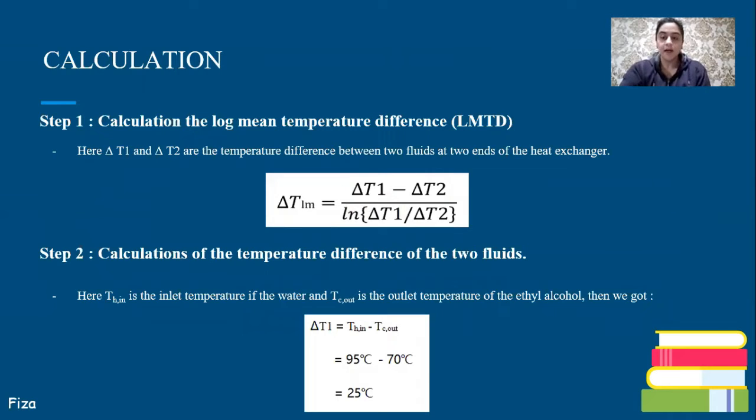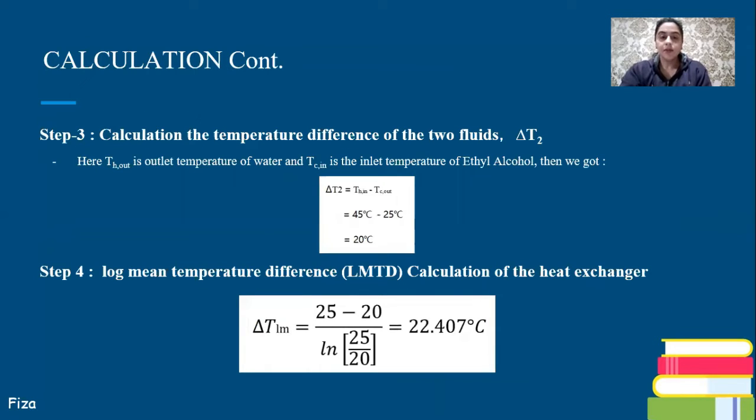For the calculation part, we calculate the log mean temperature difference using this relation, where delta T1 and delta T2 are the temperature differences between the 2 fluids at the ends of the heat exchanger. For the second step, we calculate the temperature difference delta T1, where Th in is the inlet temperature of the water, and Tc out is the outlet temperature of ethyl alcohol, which comes out to be 25 degrees Celsius.